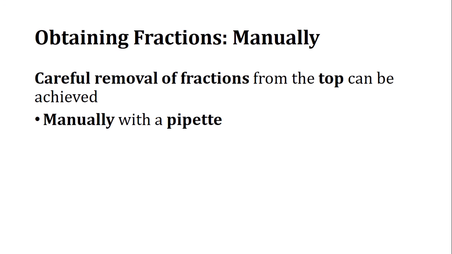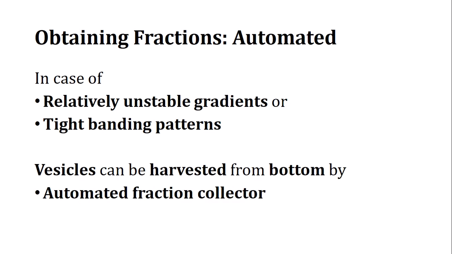Now the next important part is how to obtain the fractions, especially in the case of a density gradient. There should be careful removal of fractions from the top, which can be done manually by pipette. Second, if we have a relatively unstable gradient or a tight banding pattern where the bands are quite close, we can harvest the vesicles from the bottom with an automated fraction collector. This collector takes all the fractions one by one through an automated system.